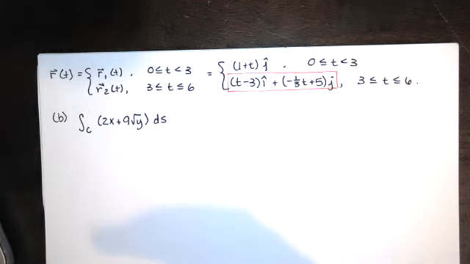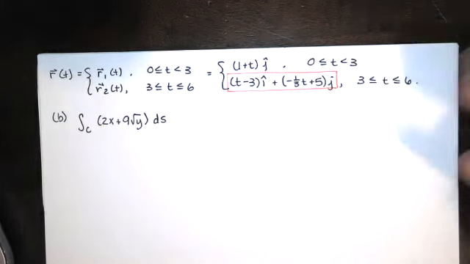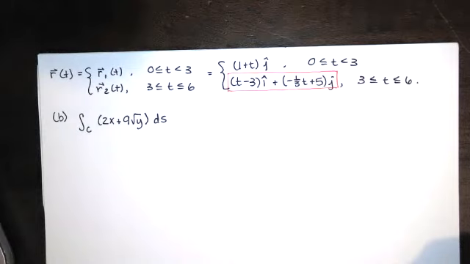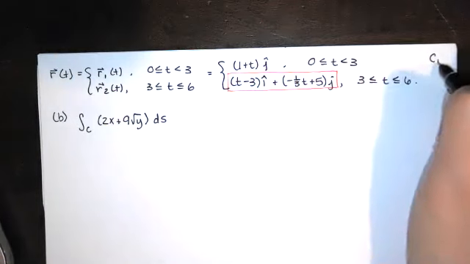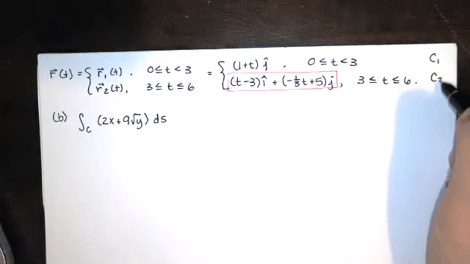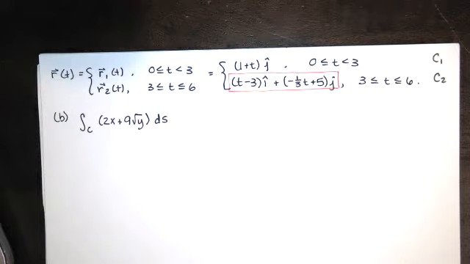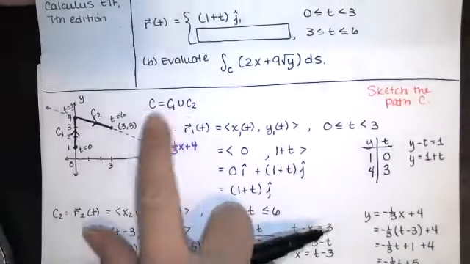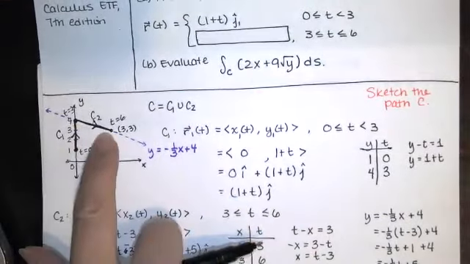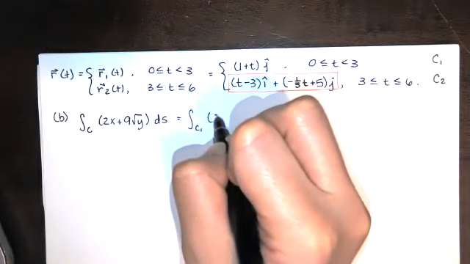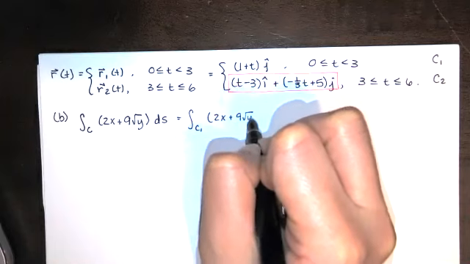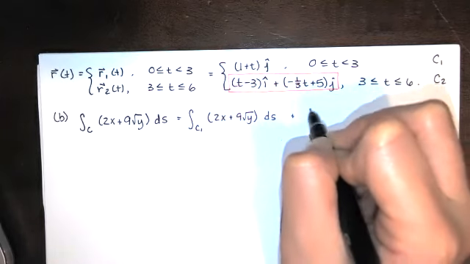In order to tie all of the variables together, we need a parameterization, and now we have it. And if I think of this first piece as parameterizing C1, and the second piece as parameterizing C2, and then C, remember, is the union of C1 and C2. It's this piece plus this piece. This is actually just equal to the line integral over the first piece plus the line integral over the second piece.